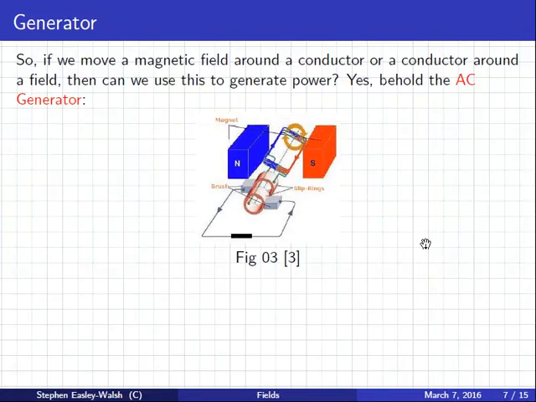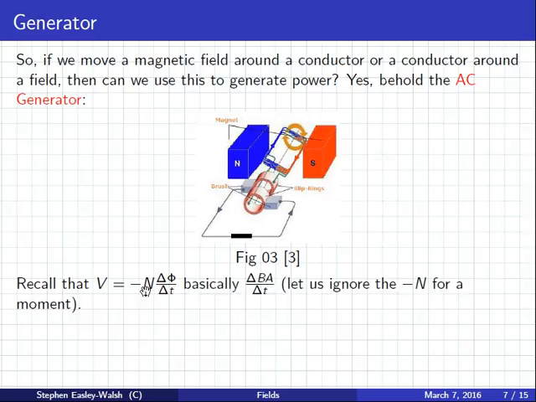Okay. So, remember that voltage is this formula from Faraday. Now basically the flux, remember the flux is BA. And let's just ignore the minus N for a moment. How does the BA change? How does the BA change?